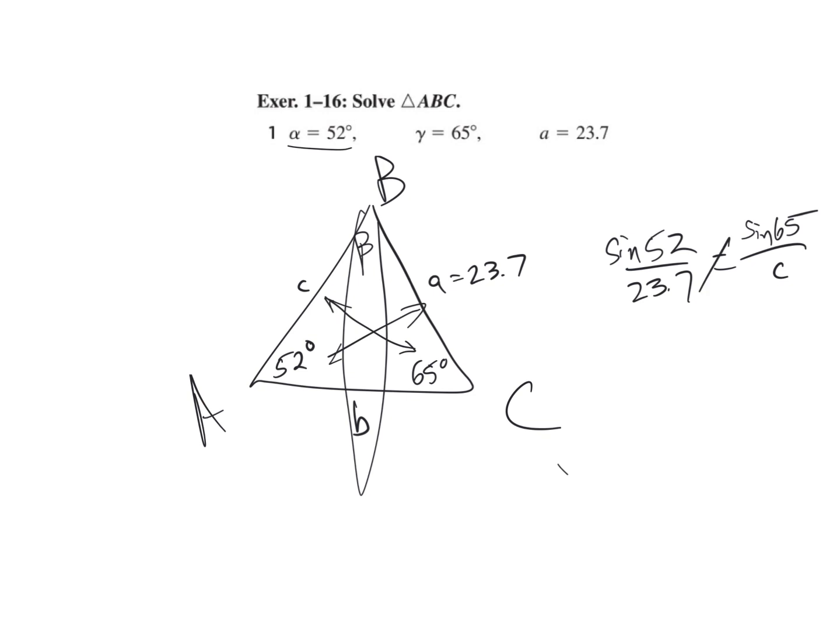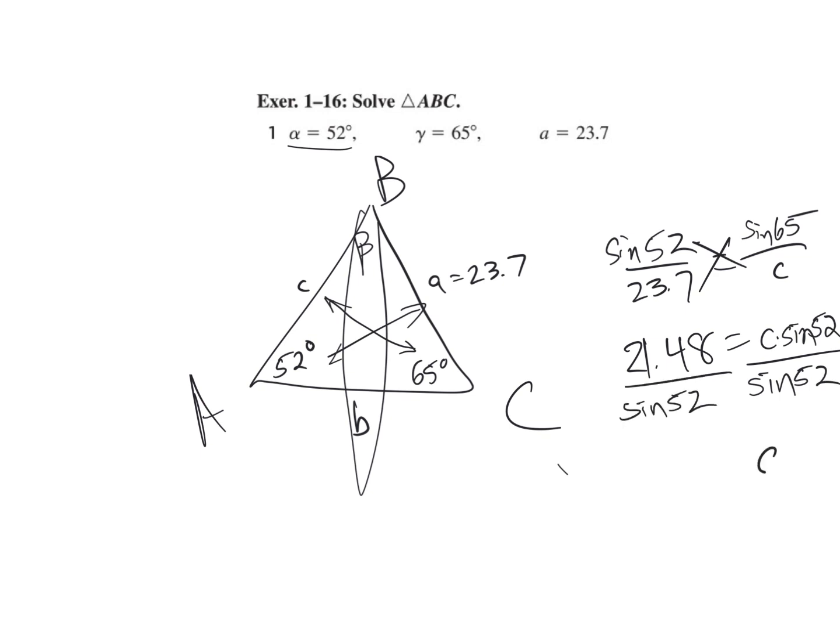And then we just cross multiply with a calculator. Sine of 65 times 23.7 is 21.48, and that equals c times the sine of 52. So we divide off the sine of 52, and that gives us little c. So 21.48 divided by the sine of 52 is 27.26. So that's little c. All right, so that's just little c.